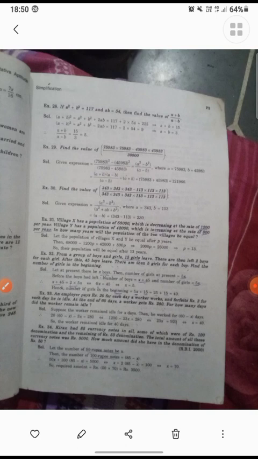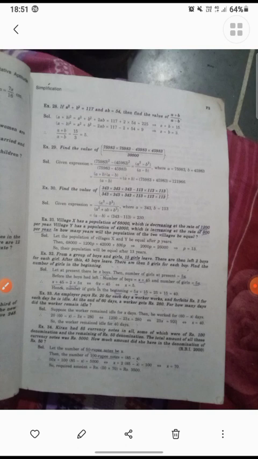It is 5 will be the answer. Find the value of this: a square minus b square upon a minus b. So it is (a plus b)(a minus b) upon a minus b. That is, a plus b will be the answer. Next one is find the value of this: a cube minus b cube upon a square plus ab plus b square. So the answer will be a minus b, and that will be 343 minus 113.